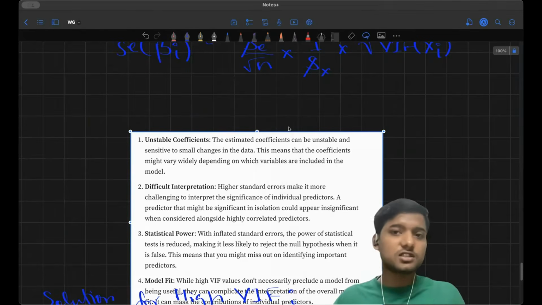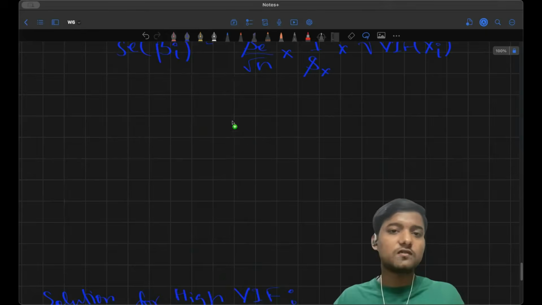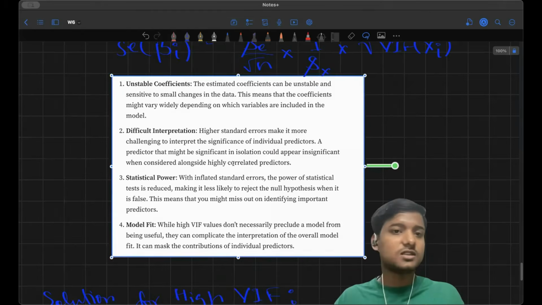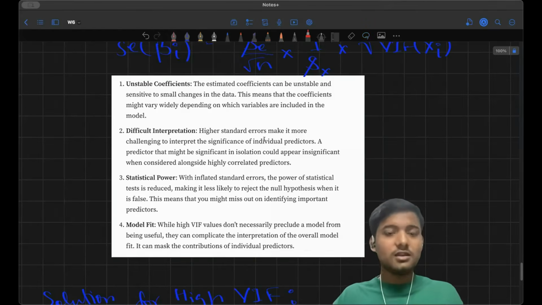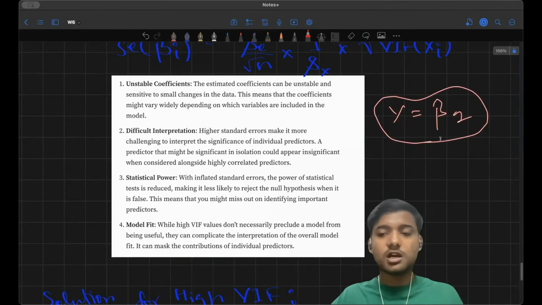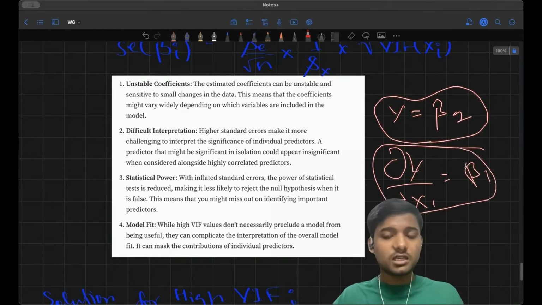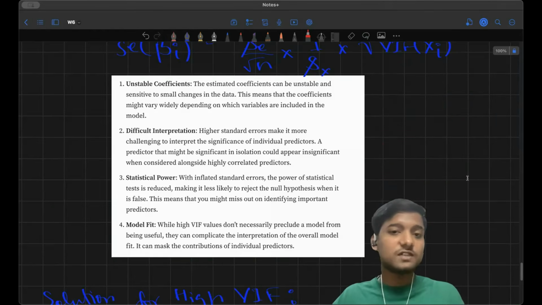So your model is not stable. In general, it shows a lot of discrepancy, so you don't want this kind of model. Then we have difficulty in interpretation. If we have high standard errors, it makes our interpretation very difficult, right? You cannot say that my y is changing with only beta 1 amount, right? We cannot write del y by del x1 is equal to beta 1, because this beta 1 is not a fixed value. It can change. Standard error is very high.